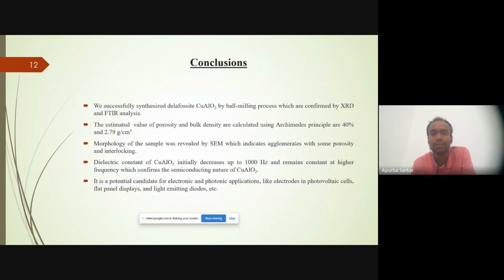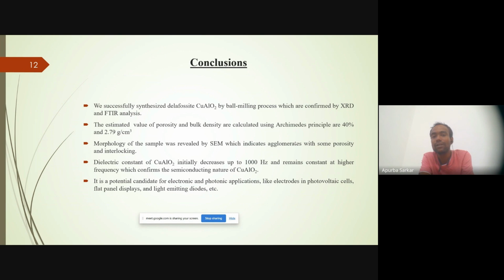Conclusion: we successfully synthesized CuAlO2 by the ball milling process, which was confirmed by XRD and FTIR analysis, and we got a bulk density of 2.79, which is 58% of theoretical density. The morphology of the sample is revealed by SEM, which indicates agglomerates with some porosity and interlocking. The dielectric constant of CuAlO2 initially decreased up to 1000 Hertz and remains constant at higher frequency, which confirms the semiconductor nature of the CuAlO2.